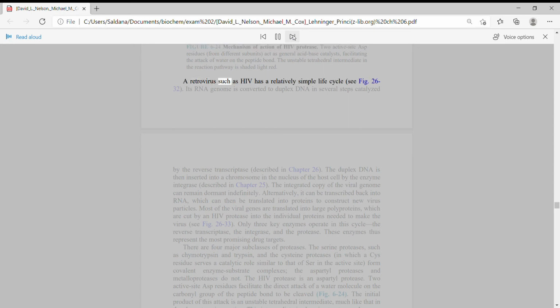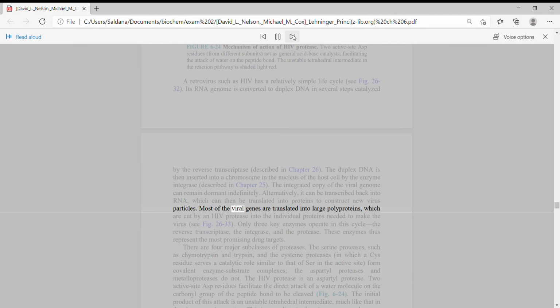A retrovirus such as HIV has a relatively simple life cycle, see Fig. 26-32. Its RNA genome is converted to duplex DNA in several steps catalyzed by the reverse transcriptase, described in Chapter 26. The duplex DNA is then inserted into a chromosome in the nucleus of the host cell by the enzyme integrase, described in Chapter 25. The integrated copy of the viral genome can remain dormant indefinitely. Alternatively, it can be transcribed back into RNA, which can then be translated into proteins to construct new virus particles.